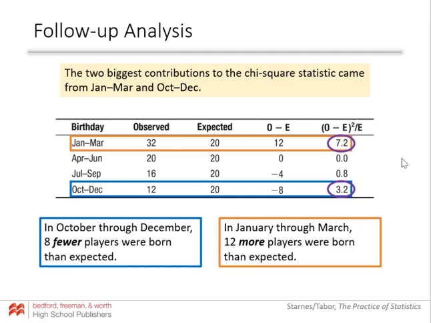And so that would tend to agree with the reasoning that was laid out in the problem, that the guys that are older get more opportunities. Okay, and that is it for our chi-square goodness of fit.